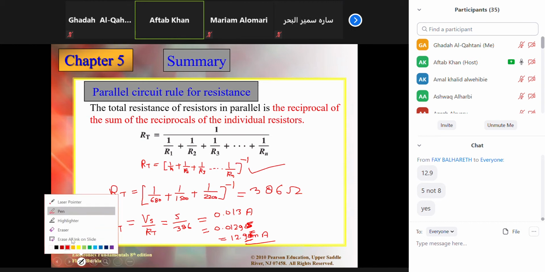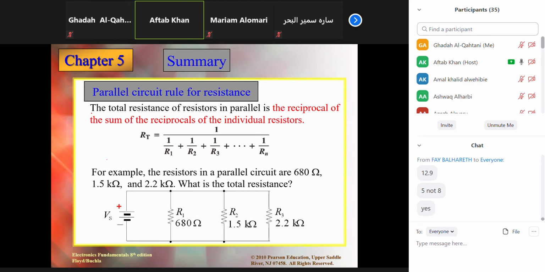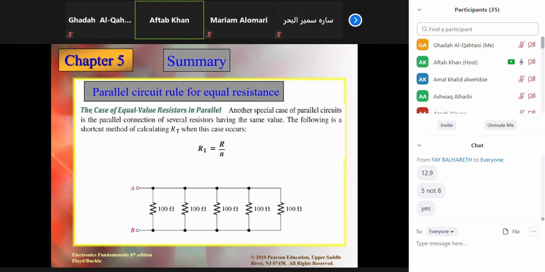Okay, now what we can do, erase all. All right, this is good. Okay, next, this is the same. They are saying calculate the total. You already calculated that one. Perfect. Now there are some simplified versions of the same formula which we have just discussed. That was the general formula to get the total resistance. Now this is the simplified version, or you can call it special case formulas.